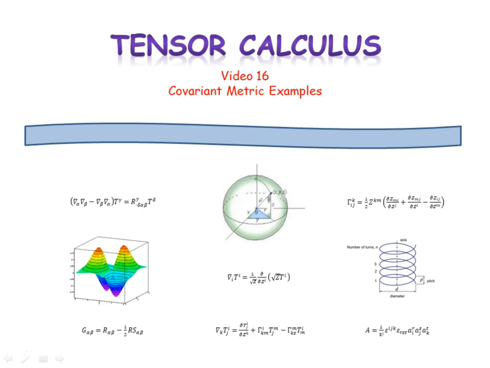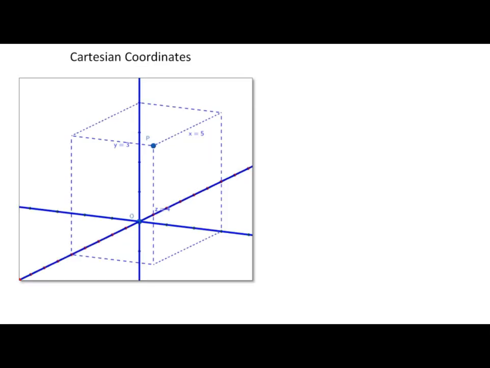This is video 16 in our series on tensor calculus. As a follow-up to the previous video, we're going to present a number of specific examples of the covariant metric tensor. We'll start with Cartesian coordinates. So let's set the stage just a little bit.